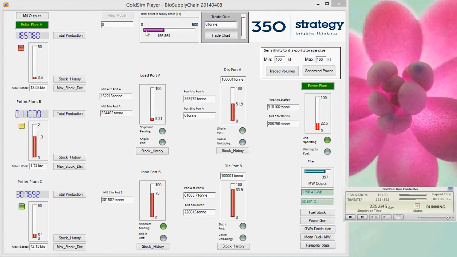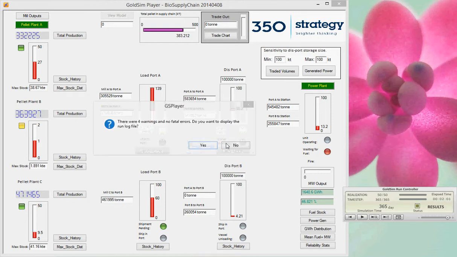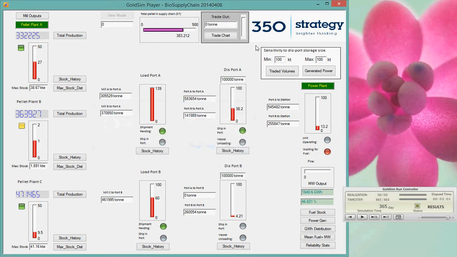At the top here we can see the total quantity of pallet in the supply chain. And we see our power station coming on and off, and occasionally a fire will occur which will cause a long shutdown of the power station. All sorts of things going on. So we come to the end of our 50 realisations, and the model is going to try to save a file, which it actually won't be able to do, so I'll just stop that.